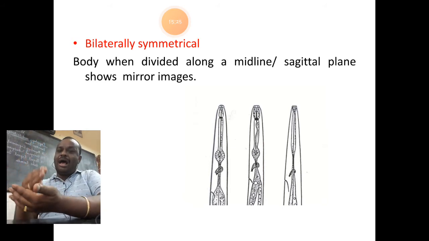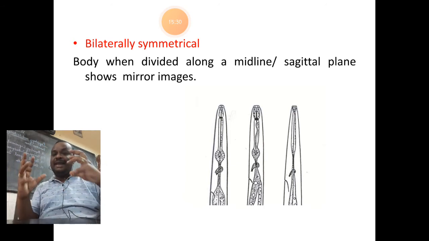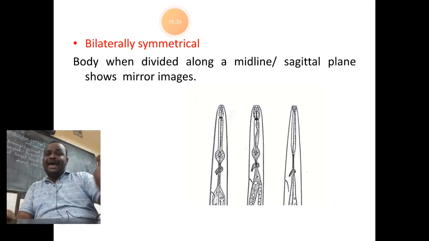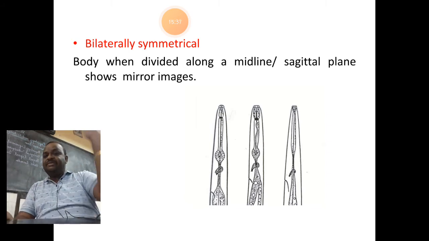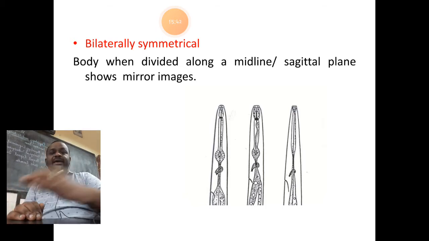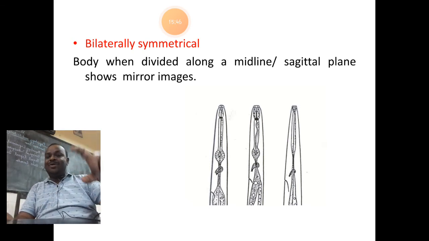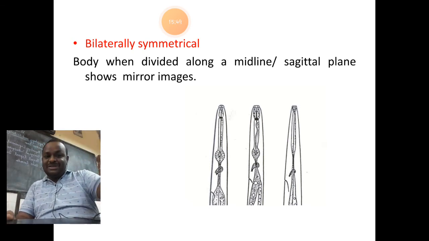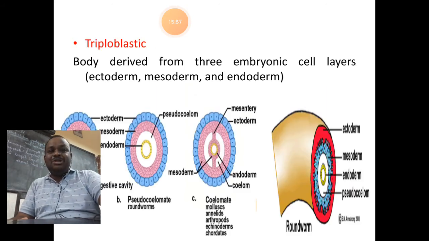So, the division after the vertical plane shows two mirror images of right and left which are similar, and hence it is called bilateral symmetry. The plane of division is also referred to as the sagittal plane. Here, the anterior body part of nematodes can be divided exactly along the anterior-posterior axis at the center to get the mirror images. So, that is the importance of the nematodes.